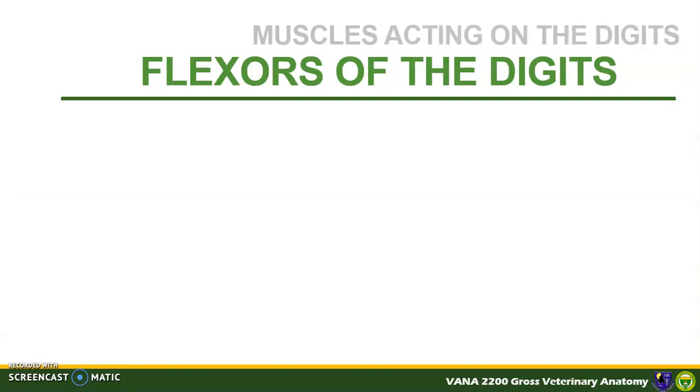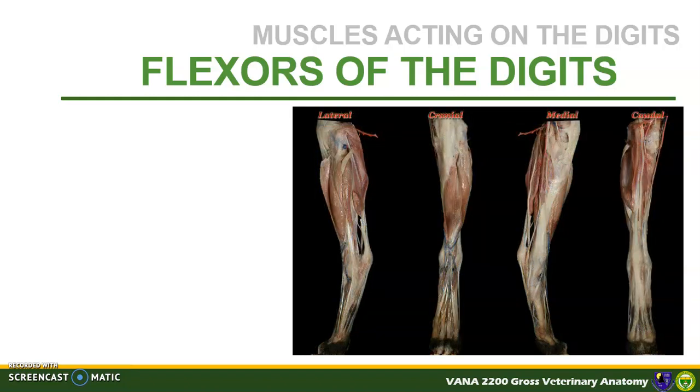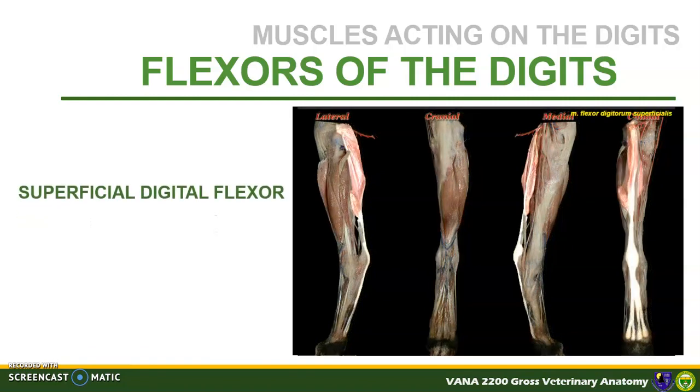There are 2 flexor muscles acting on the digit. Again, on this muscle of the leg and the digit, we need to remove the big superficial muscles like the gastrocnemius. After that, we can expose the superficial digital flexor muscle.